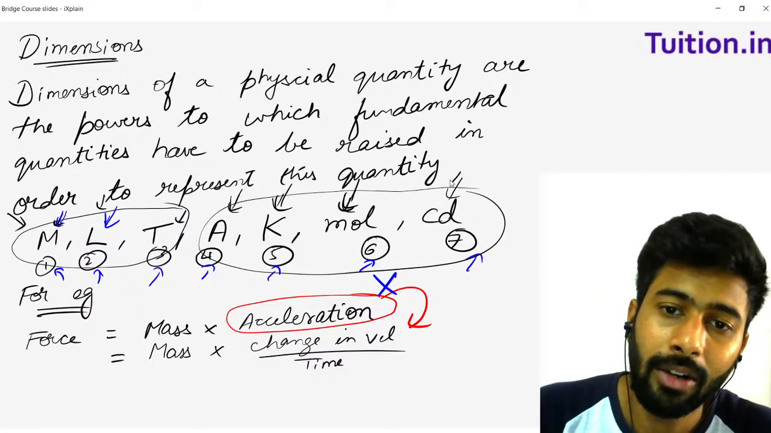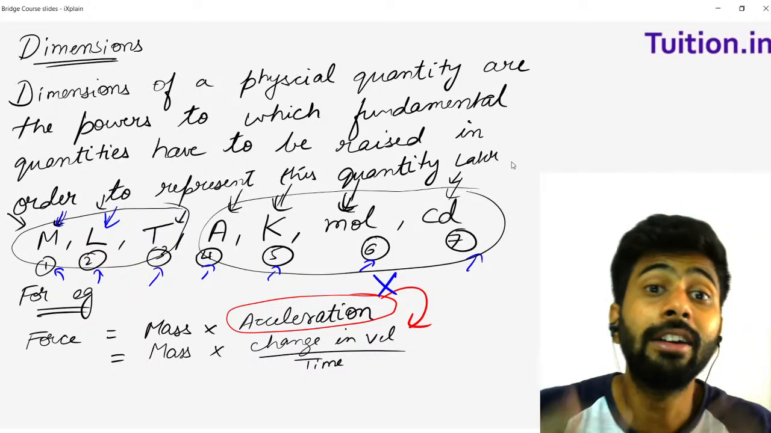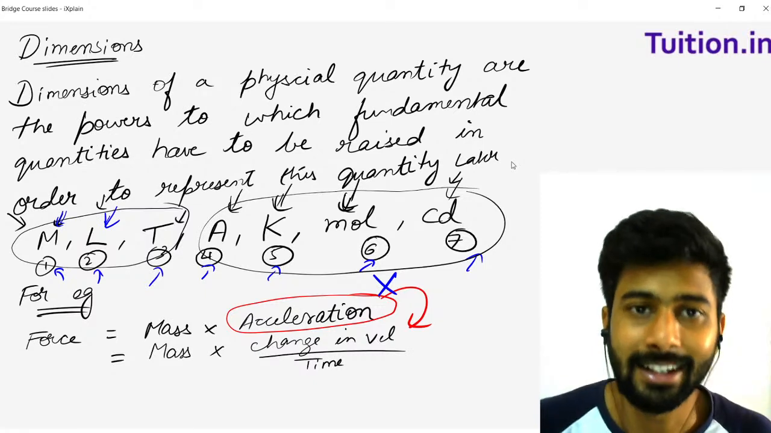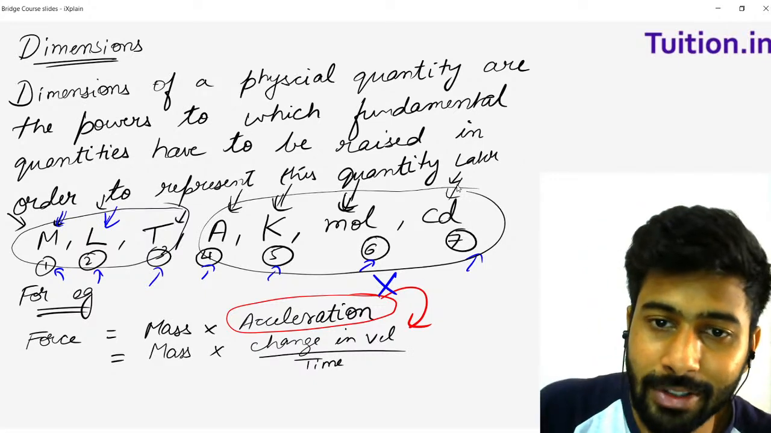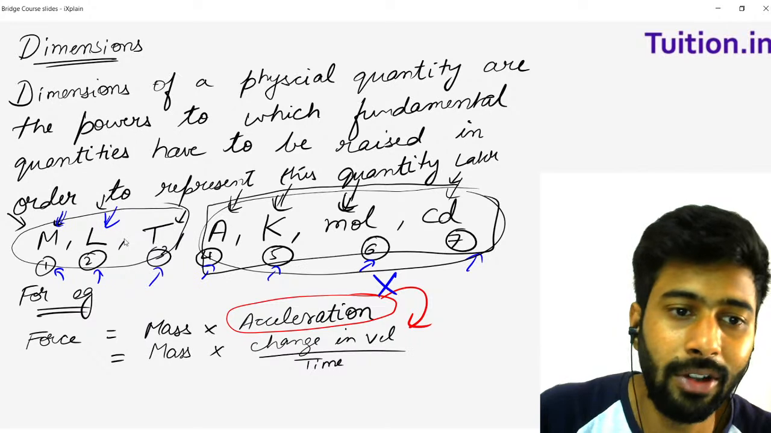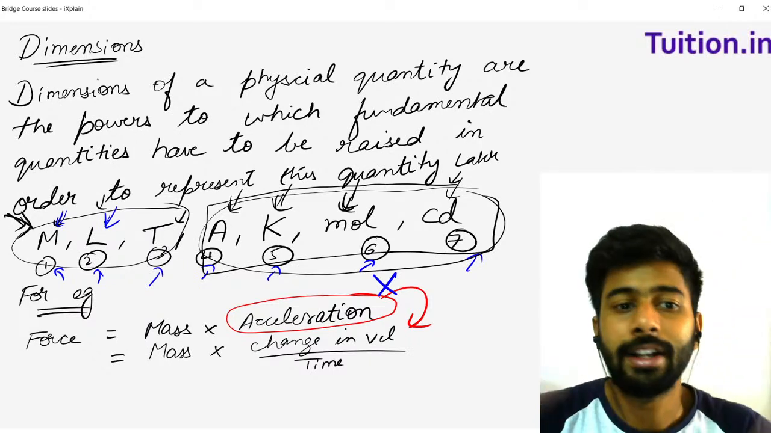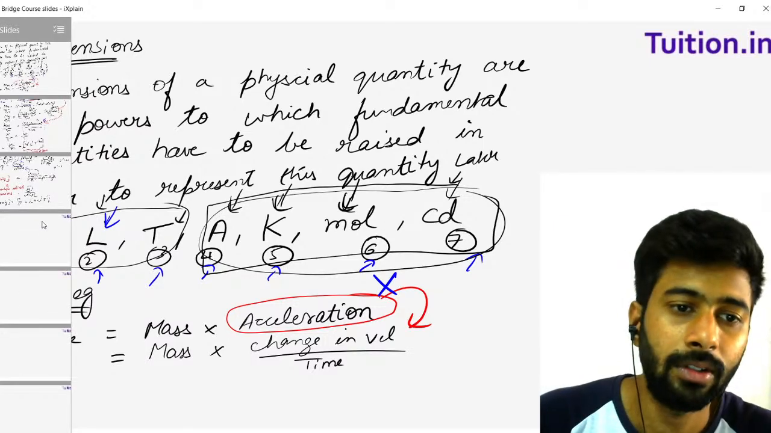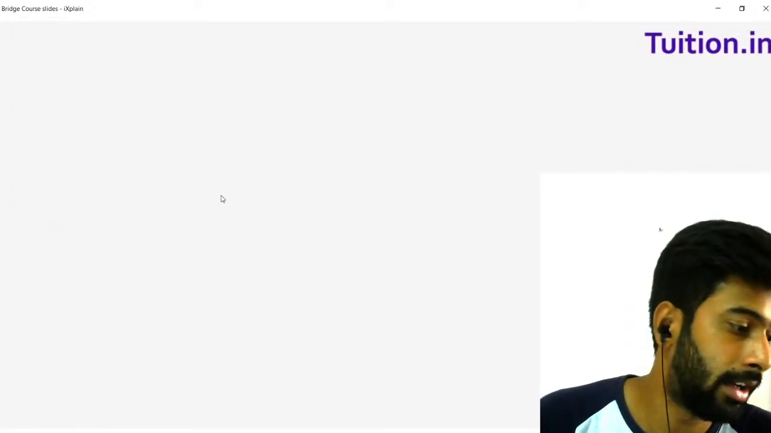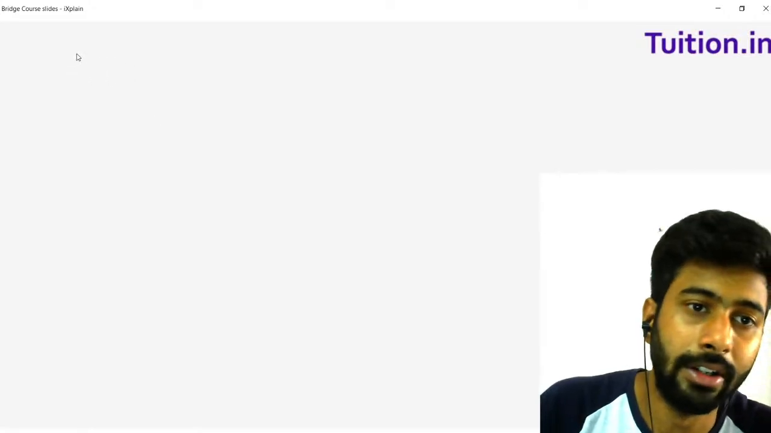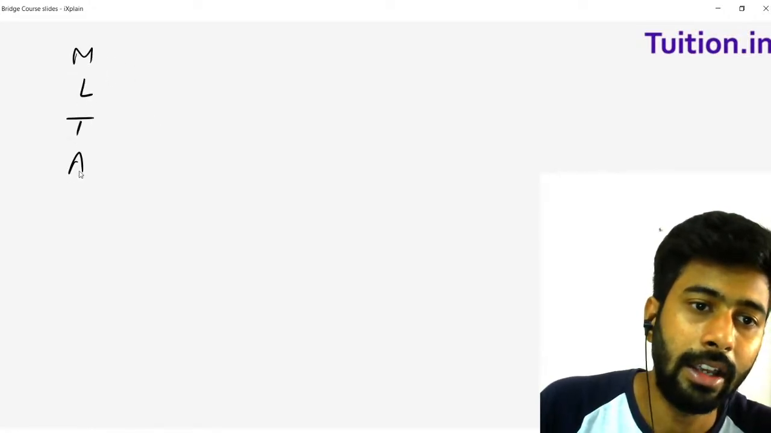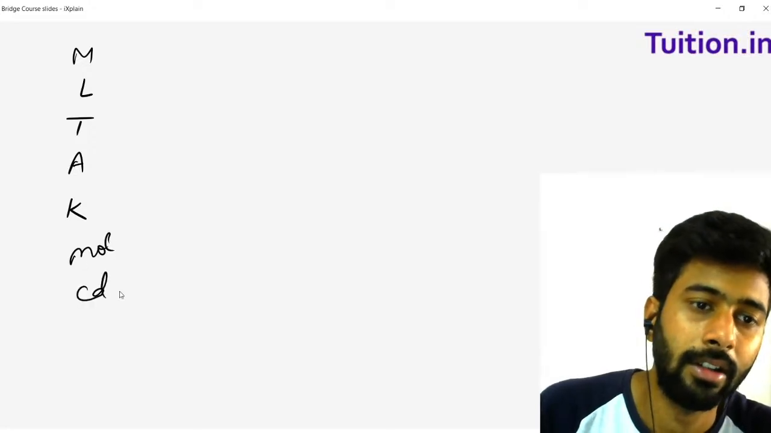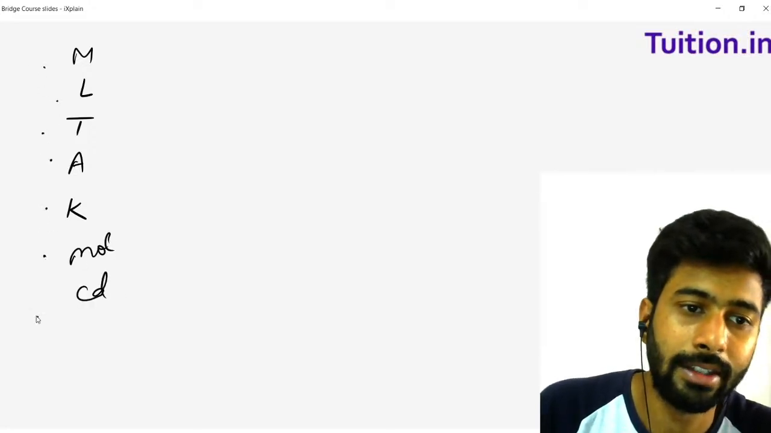So these are going to come later in terms of your syllabus, not later in terms of all of them existing right now, but you are going to see 4, 5, 6, 7 later in your syllabus, and you are going to see quantities related to 1, 2, 3 early in your syllabus. So now the point is, you have M, L, T, A, K, mole, CD, right? 1, 2, 3, 4, 5, 6, 7, these 7.